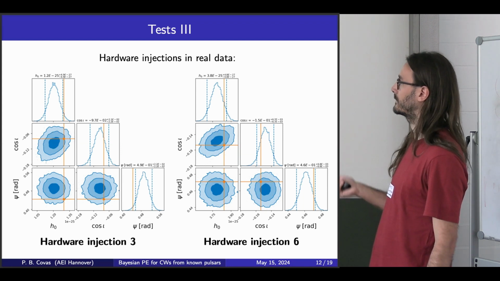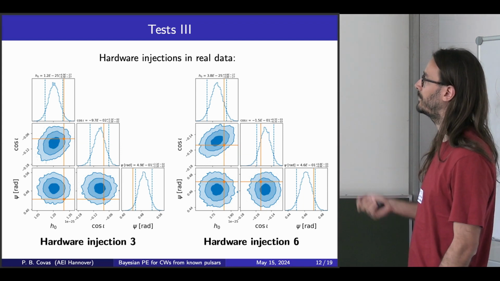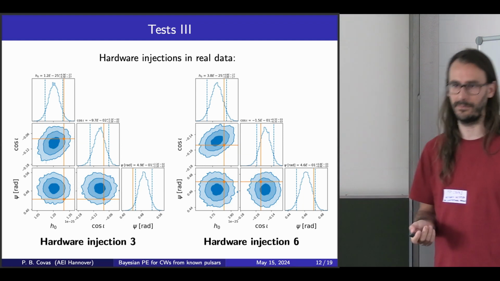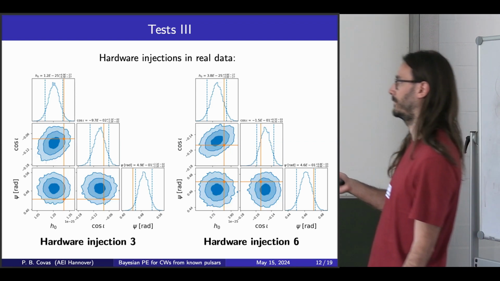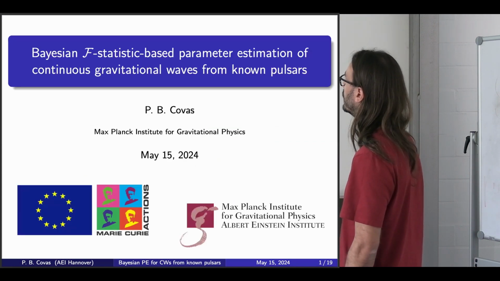We ran our pipeline on 15 different hardware injections. Here I'm showing two different examples. And we basically say that the parameters of the hardware injections are recovered, the pipeline recovers the parameters of the injections.